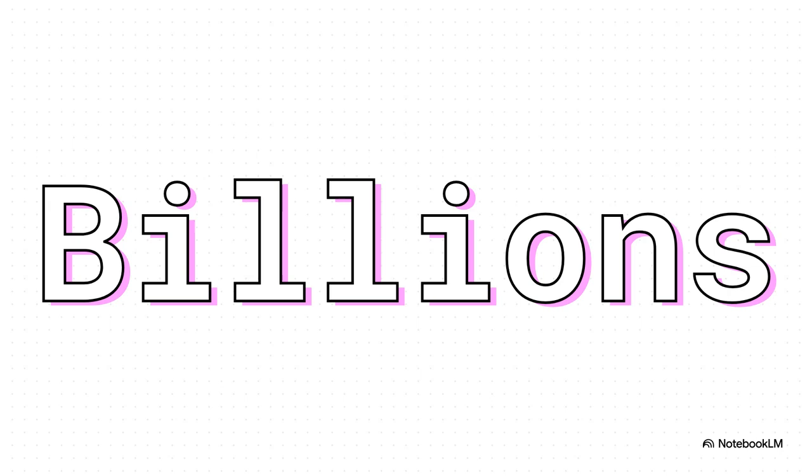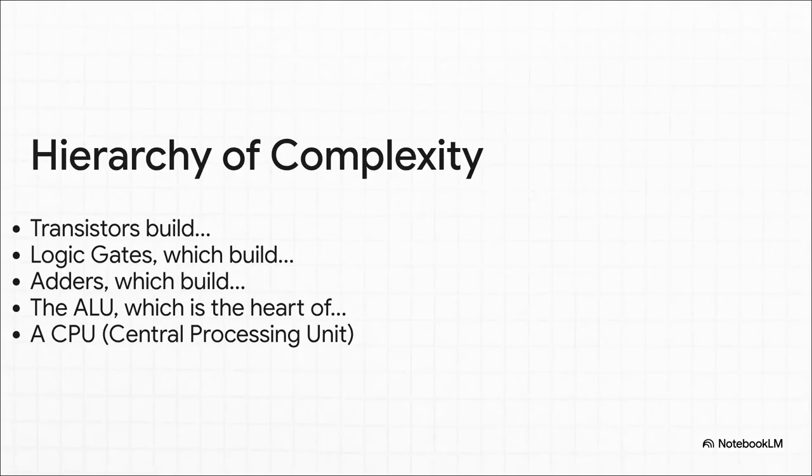The CPU in your phone or your computer has billions of these tiny logic gates all working together, flipping on and off, making trillions of simple decisions every single second. It's just mind-boggling. And this all creates this beautiful pyramid of complexity.